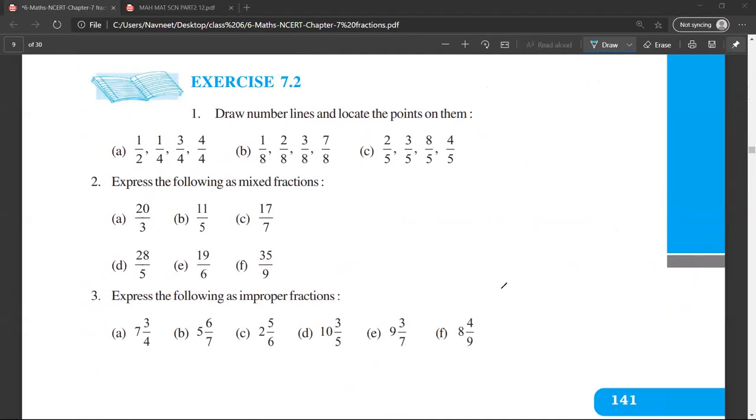Okay, Mr. Sarthak, exercise 7.2. Draw number lines and locate the points on them: 1 by 2, 1 by 4, 3 by 4, 4 by 4. So how can I do it?